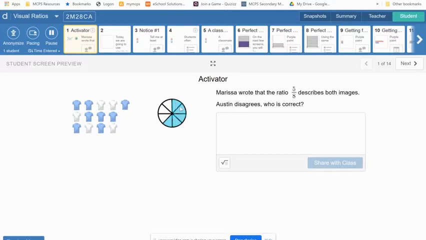In the circle, we have 1, 2, 3, 4, 5, 6, 7, 8 slices, and we have 1, 2, 3, 4, 5 slices that are shaded in. So that can be represented as 5/8, or 5 parts out of 8 total parts, pieces, which would be the total. Let's count the shirts.